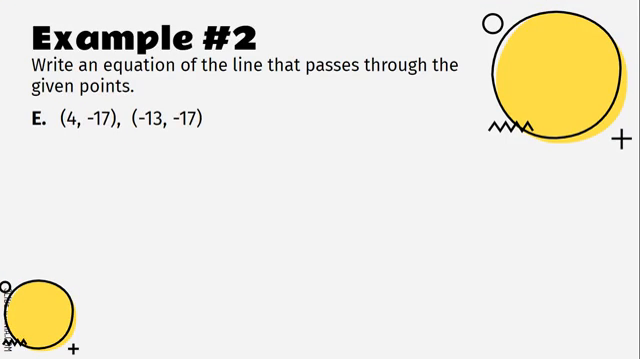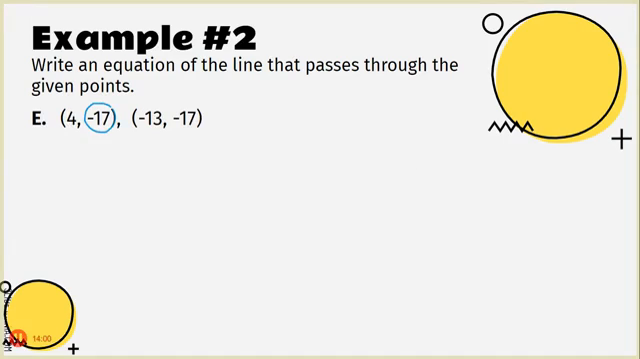If we look at E, in example E, if we look at our ordered pairs, we notice that both y values are the same. Since both y values are the same, that means our equation is going to be y equals whatever our y value is. So our equation is y equals -17. Which does mean this is going to be a horizontal line because it is y equals a number, meaning it has a slope of 0.